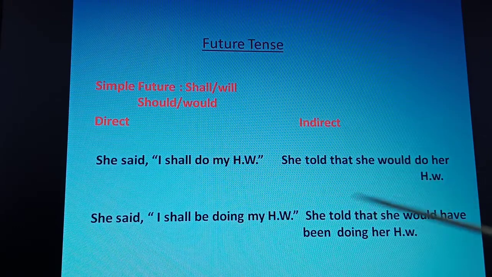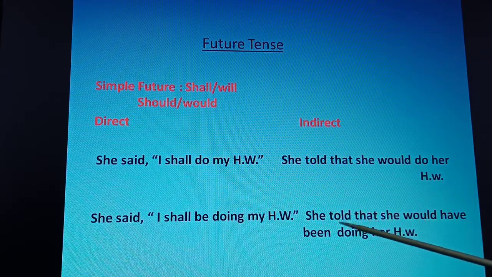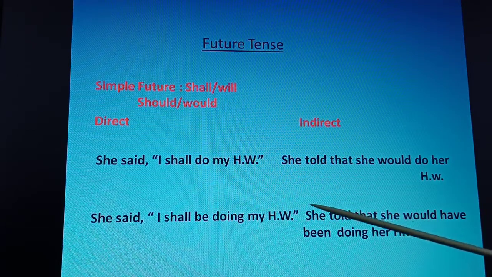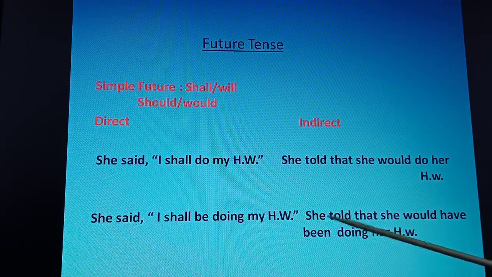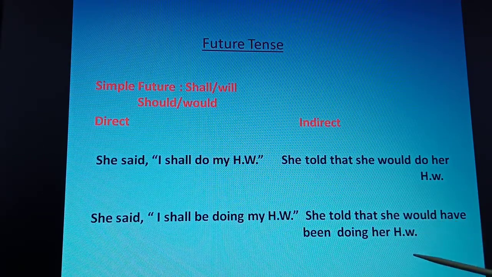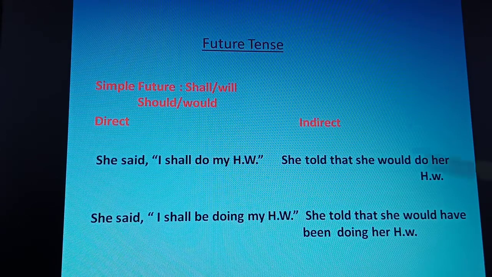Clear? Again, she said, I shall be doing my homework. I shall be doing, future. Okay? She said, I shall be doing my homework. Indirect speech would be, she told that she would have been doing her homework.